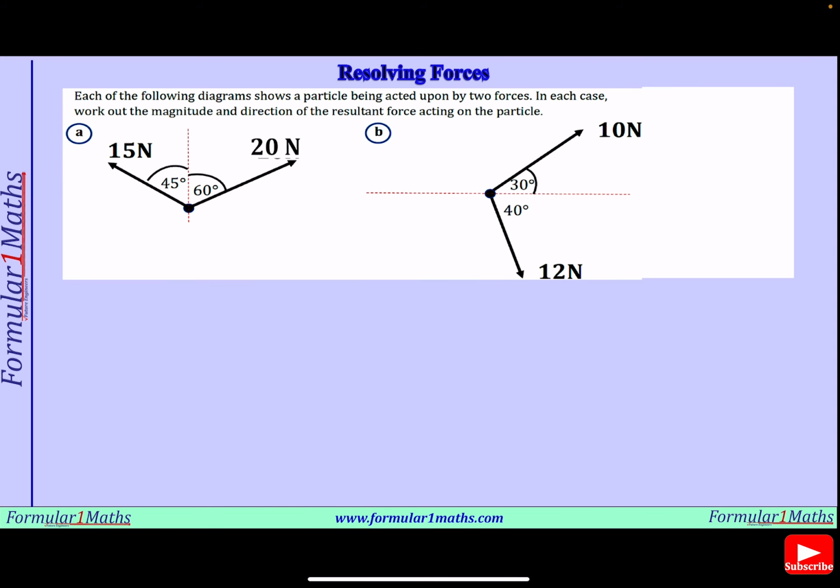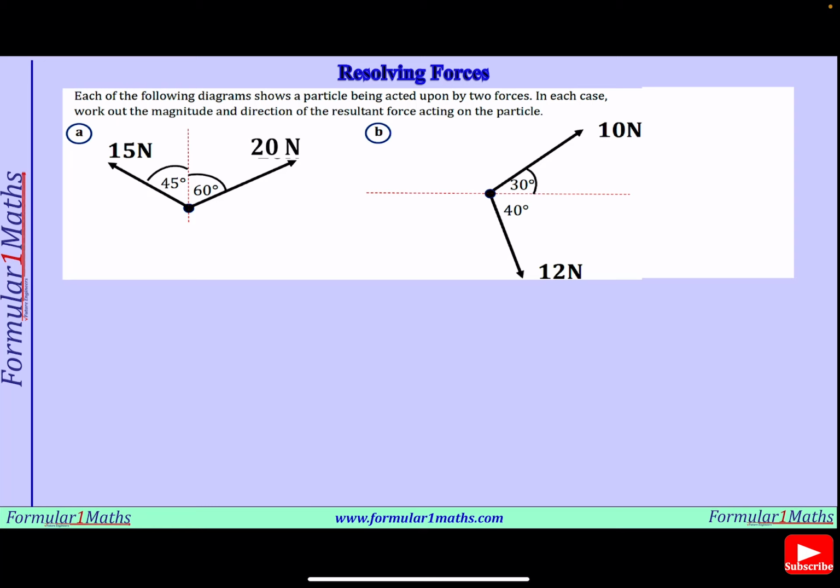Question 2. It says each of the following diagrams shows a particle being acted upon by two forces. In each case, work out the magnitude and direction of the resultant force acting on the particle.